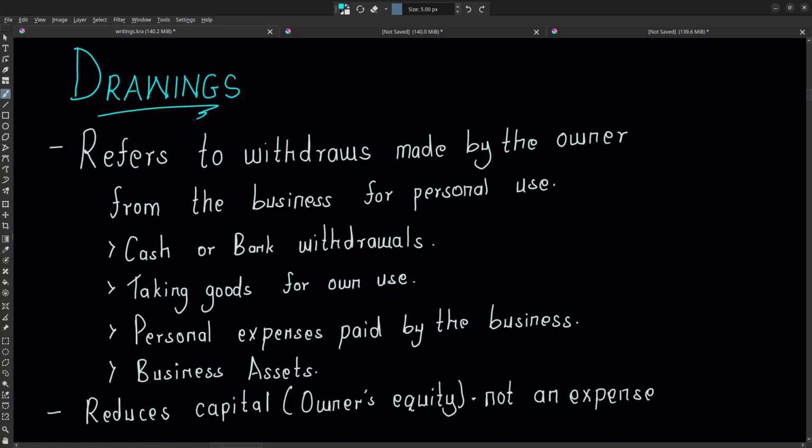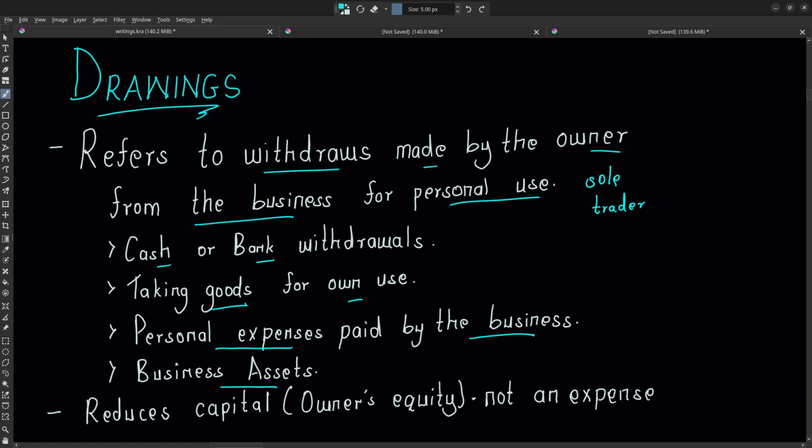Hello, today let us look at drawings. Drawings refer to withdrawals made by the owner from the business for personal use. This is usually a common practice in a sole proprietorship, where we have a sole trader. These withdrawals can be in the form of taking cash or bank withdrawals, that is taking cash from the business for personal use, or taking goods from the business, that is from the purchases or the inventory, for personal use, or personal expenses paid by the business, or also taking business assets for personal use.